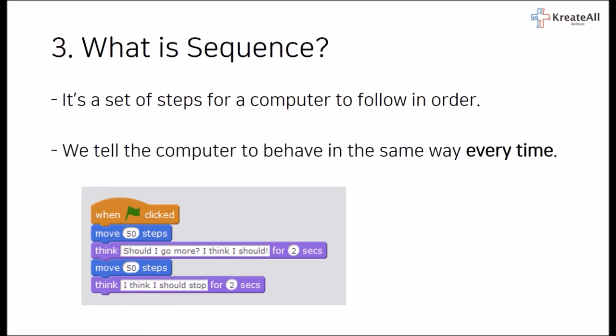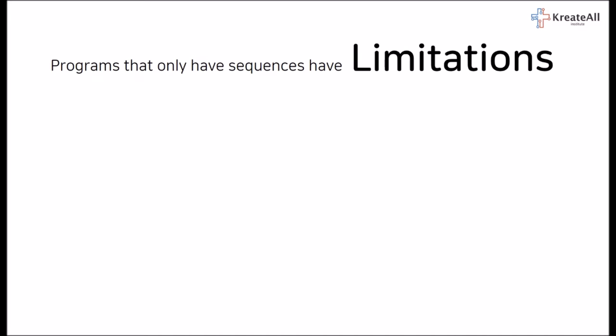The third thing we learned was what a sequence is. A sequence is a set of steps for a computer to follow in order. Do you remember that we learned that programs run in a sequence? So we are telling the computer to behave in the same way every single time. But programs that only have sequences have limitations.